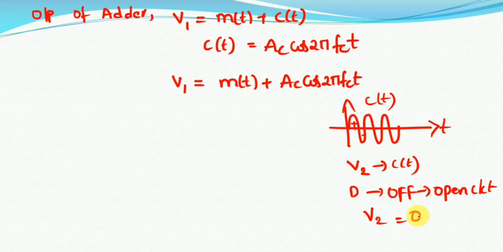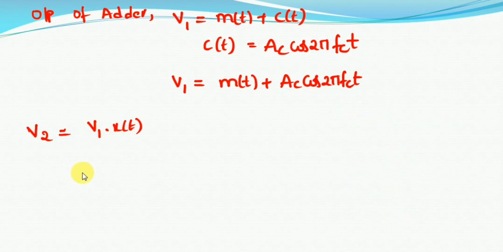Since these cases are there in the diode switch element, finally I can write the mathematical representation of the output of the diode switch element as V1 into x of t. So this x of t is the condition of the carrier signal. During the positive half cycle its value is V2 equal to V1, and during the negative half cycle its value is V2 equal to 0.